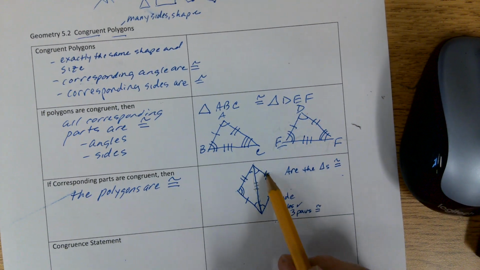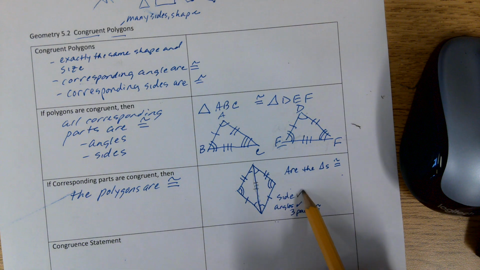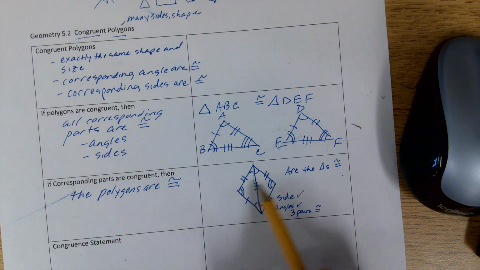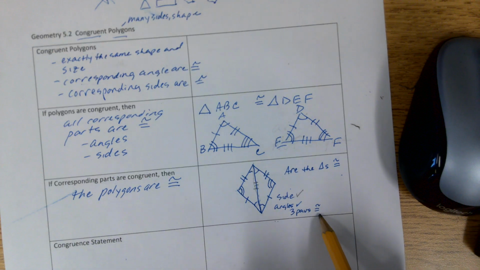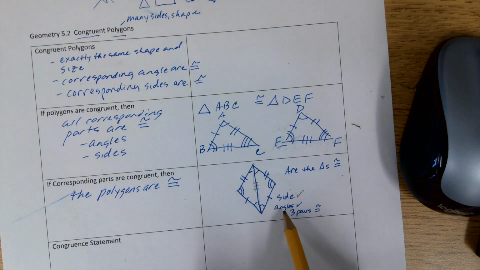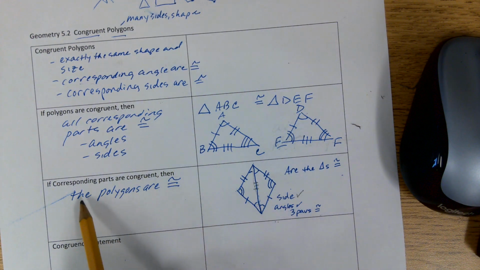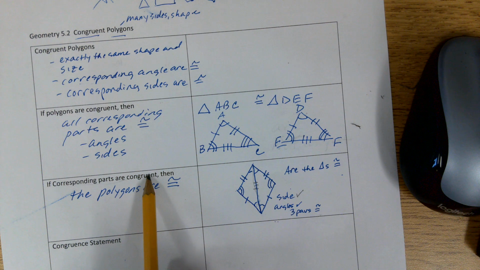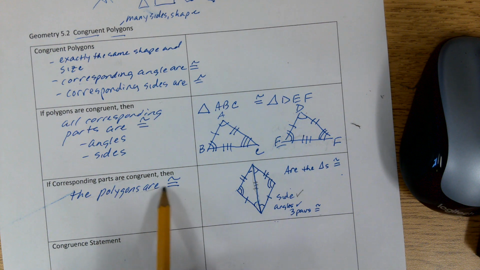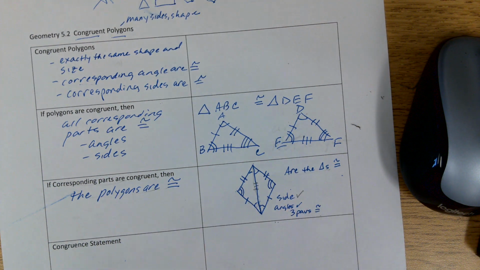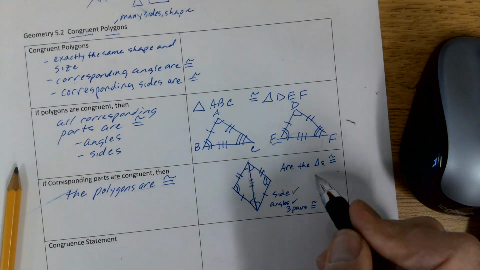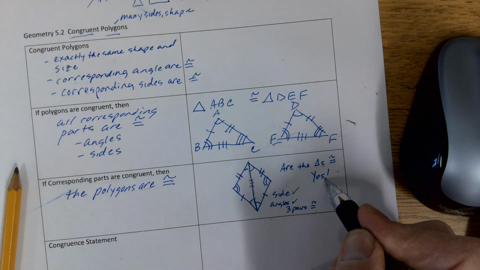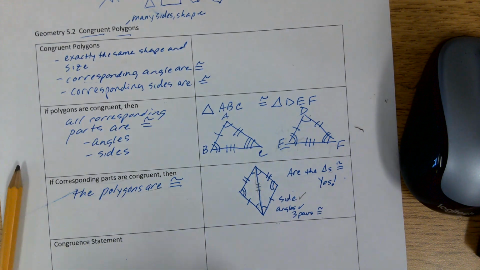So yes, I've got 1, 2, 3 pairs of sides, 1, 2, 3 pairs of angles. So all the corresponding sides, all the corresponding angles are congruent. That means then, if the corresponding parts are congruent, then the polygons are congruent. So are they congruent? Yes, they are.